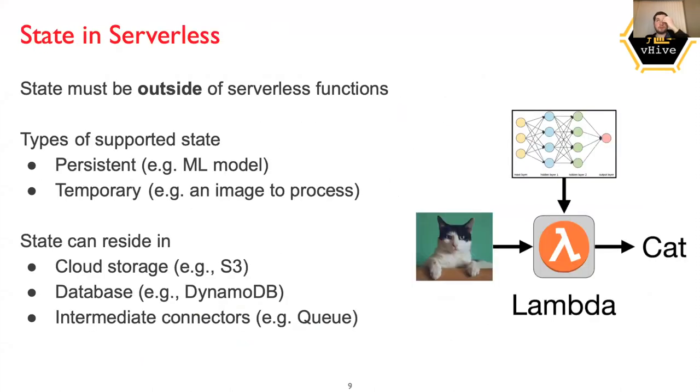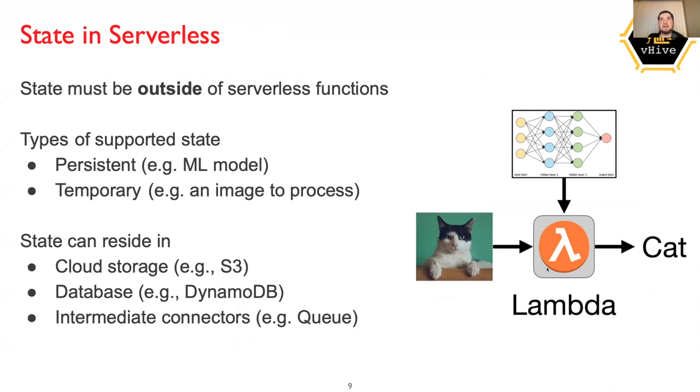So next I want to cover state in serverless. Dmitrii covered why state is important and why serverless by definition doesn't handle state within it, so it has to get state somewhere. There are two types of state which serverless has to get: persistent state and temporary state. And it's best to describe it using an example.